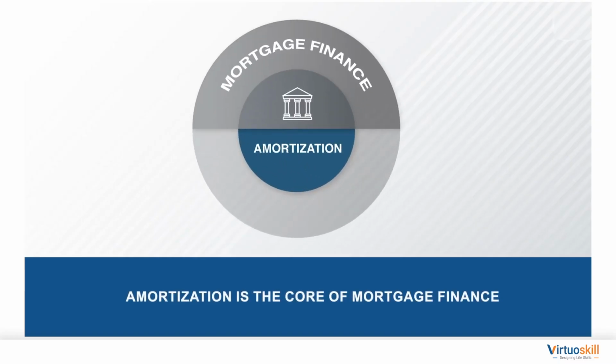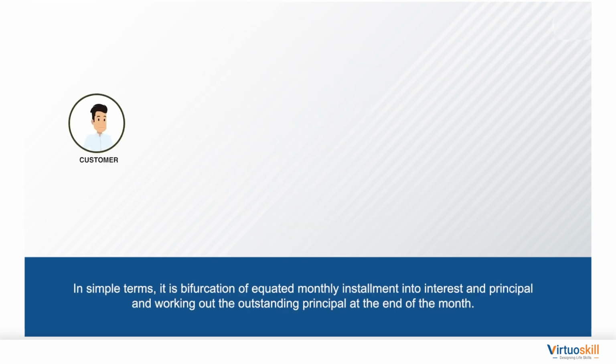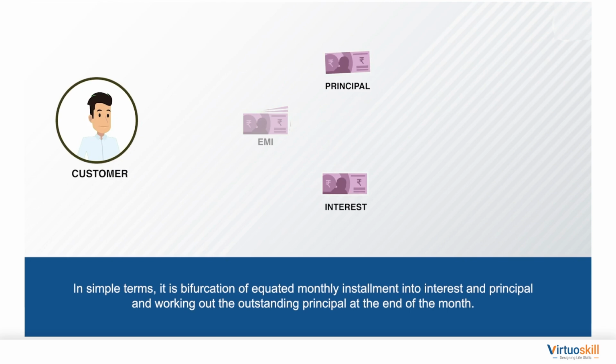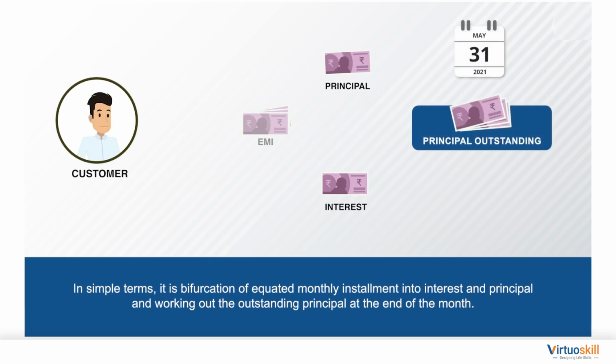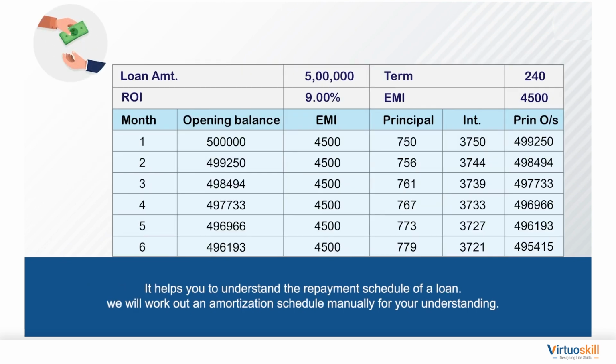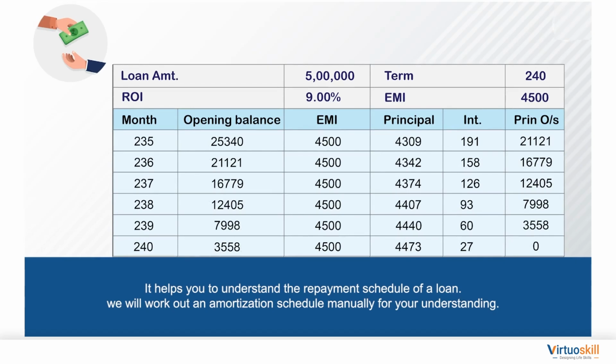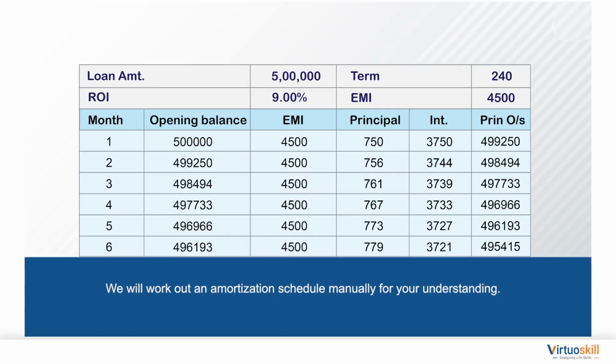Amortization is the core of mortgage finance. In simple terms, it is bifurcation of equated monthly installment into interest and principal and working out the outstanding principal at the end of the month. It helps you to understand the repayment schedule of a loan. We will work out an amortization schedule manually for your understanding.